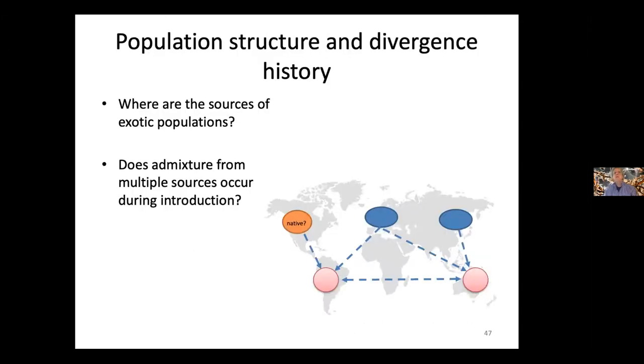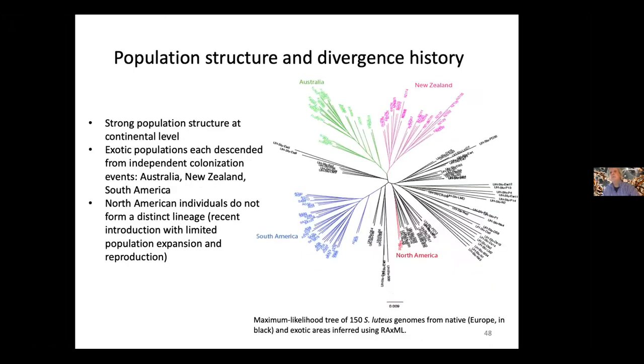So the question here is, where are these exotic luteus populations coming from? And is there any evidence for admixture in the course of introduction? So long story short, here's a phylogeny based on SNPs for the samples that we had as of last year.